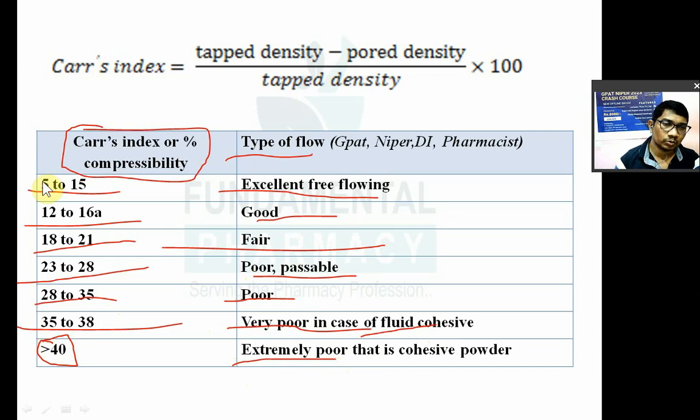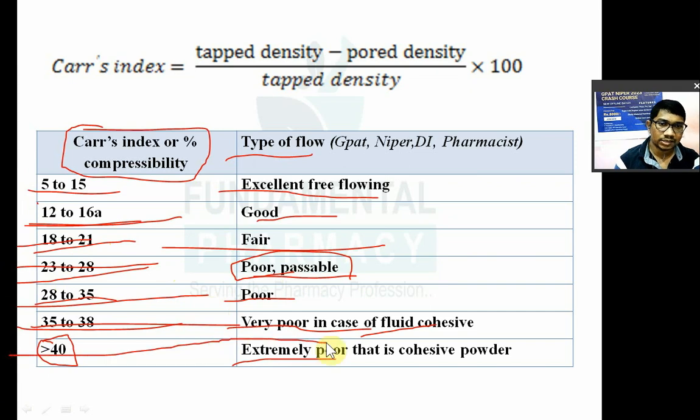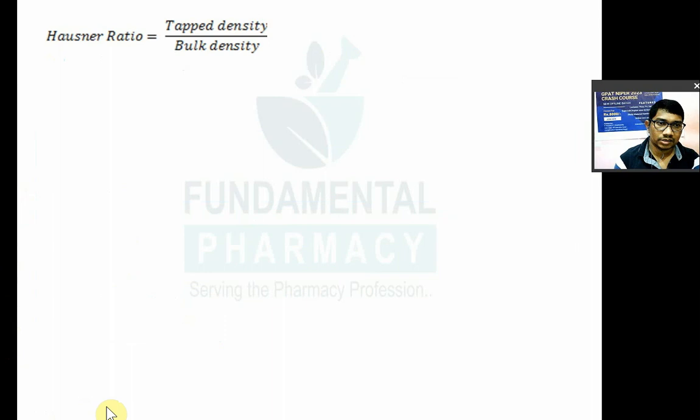So look again. If Carr's index of powder is between 5 to 15, then excellent flowing. If it is between 12 to 16, good flowing. If it is between 18 to 21, fair flowing powder. Then if it is between 23 to 28, poor or possible. Then if it is between 28 to 35, definitely poor. Then 35 to 38, very poor or fluid cohesive. More than 40, extremely poor or cohesive powder. This is Carr's index relation with the flow.